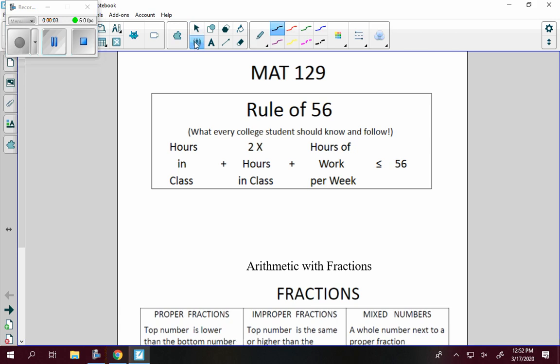Hi, welcome. So, I'm going to teach you something. It's called the Rule of 56. The Rule of 56 is what every college student should know and follow.